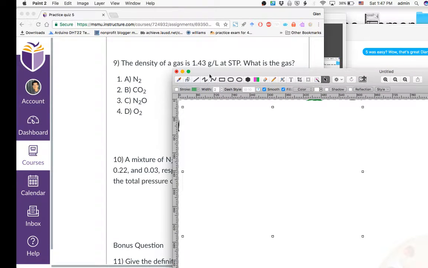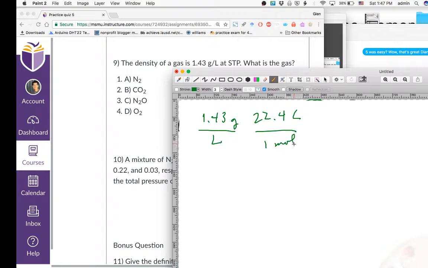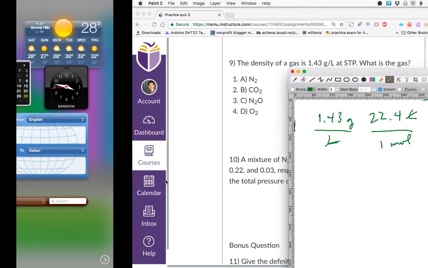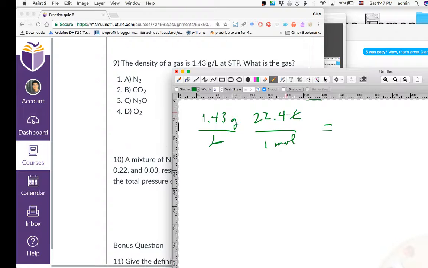Okay, anyways, so if it's grams per liter, and it's at STP, what is this in terms of grams per mole? Well, let's see. If it is 1.43 grams per liter, and at STP 22.4 liters are 1 mole, then the liters will cancel and I'll get grams per mole. So 1.43 times 22.4 is 32.0. So the answer here is 32.0 grams per mole.